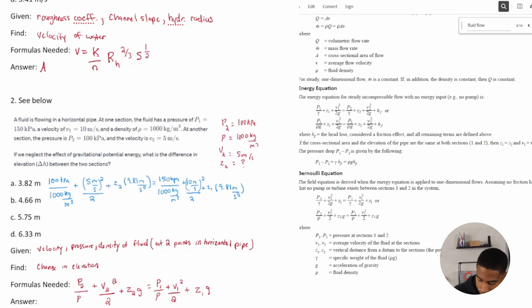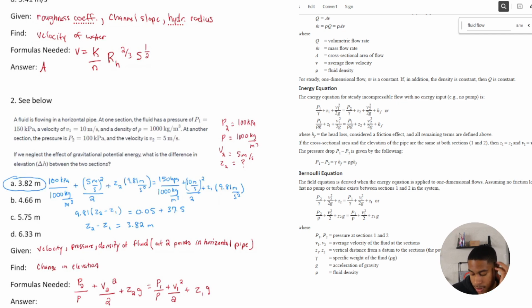So we just want to get everything a little bit more simplified. It should simplify down to 9.81 times (Z2 minus Z1) is equal to 0.05 plus 37.5. And so the difference in elevation, Z2 minus Z1, which is what we're solving for, is equal to 3.82 meters.